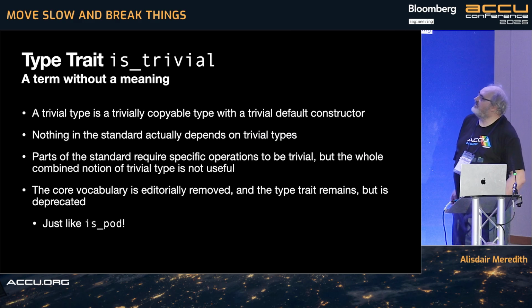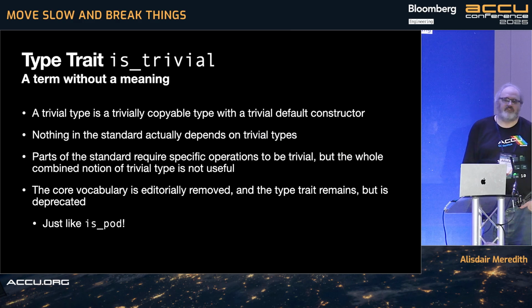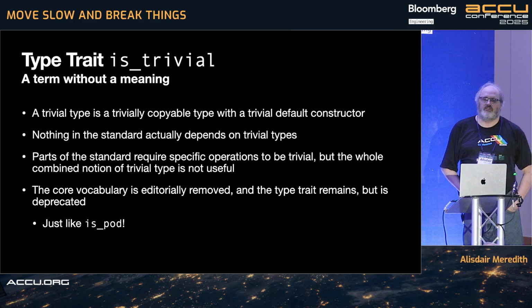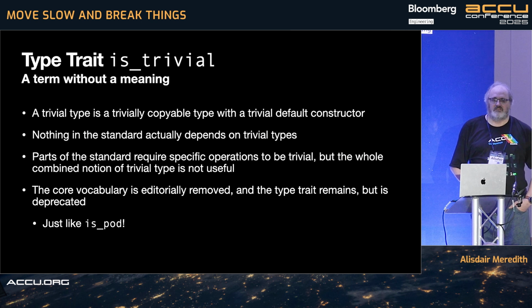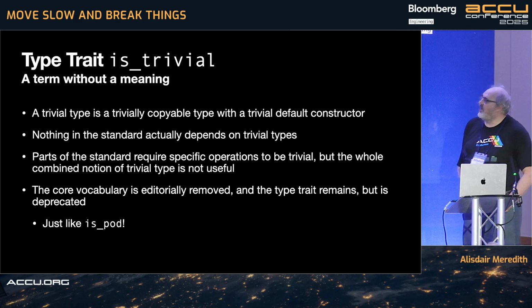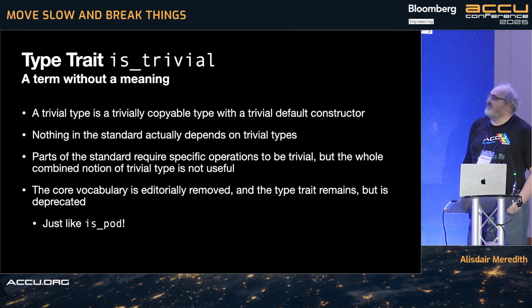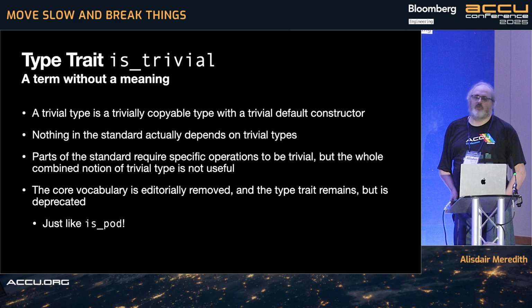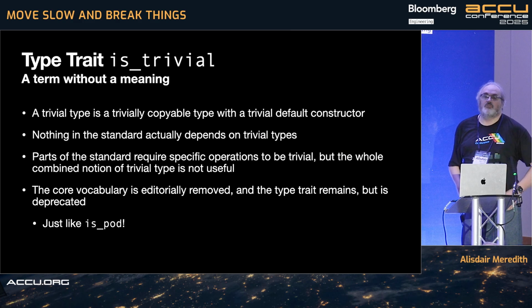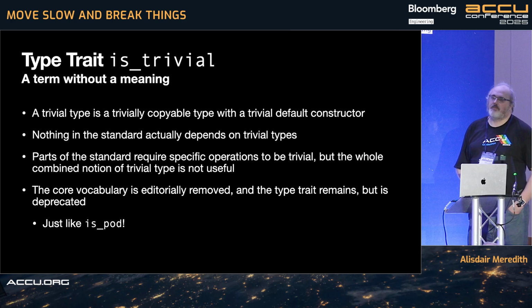The type trait is trivial. Trivial types are basically trivially copyable types with a trivial default constructor. It's not clear that that definition ever served a purpose. It's not used anywhere in the core language of the standard. So we're retiring that term. But the type trait that was defined to report on that term now has a specification that says, yes, if I was what used to be a trivial type, I'm still true for that type trait, and it is deprecated.